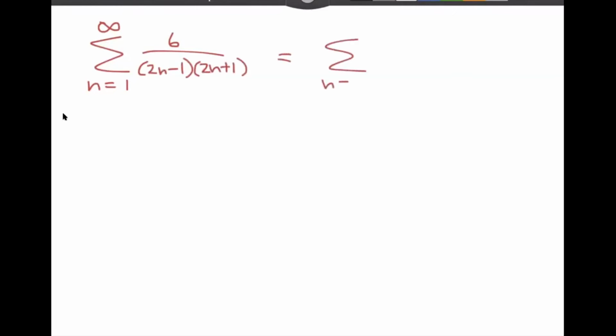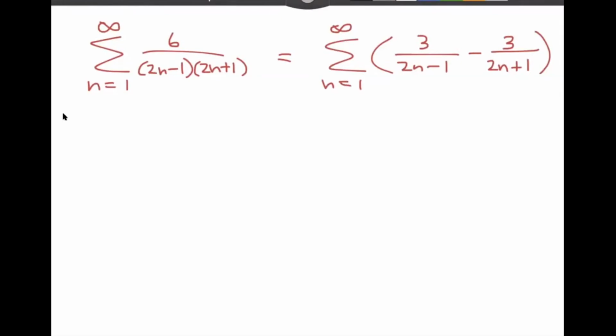So instead of looking at the series n going from 1 to infinity of 6 over (2n minus 1)(2n plus 1), why don't we look at the series n going from 1 to infinity of 3 over 2n minus 1 minus 3 over 2n plus 1. And at this point, I'm going to recommend that you pause the video and try to finish this problem the same way that I did letter A. So I'll wait for just a second while you pause the video.